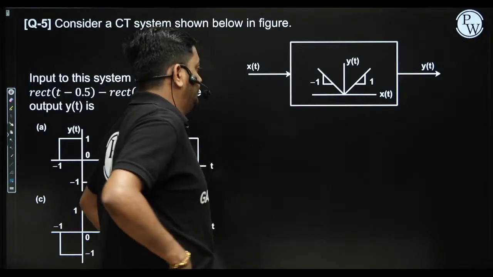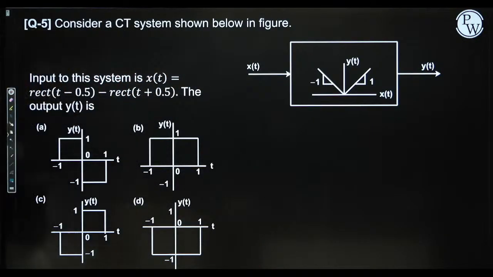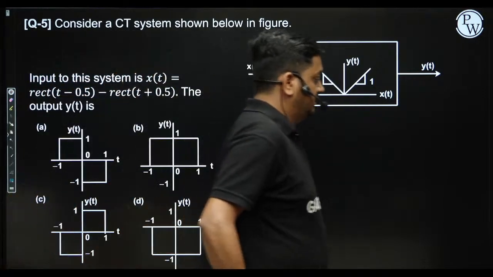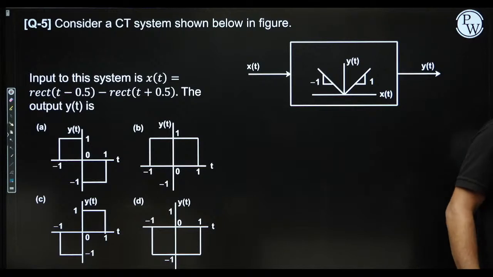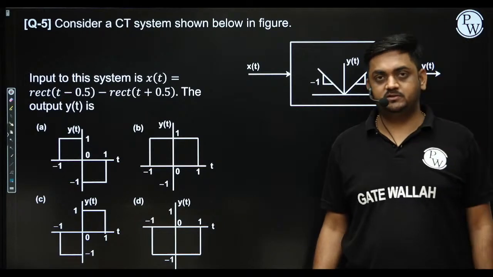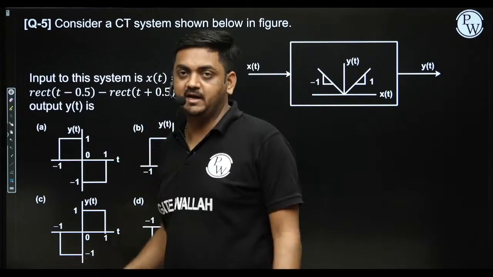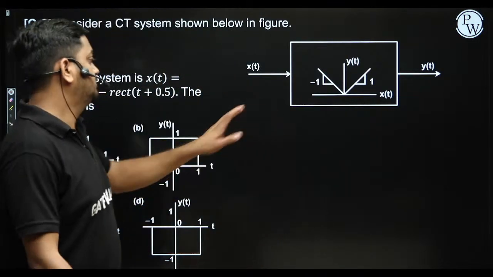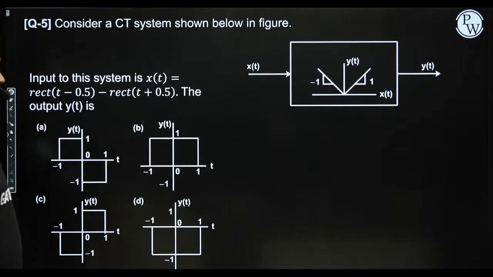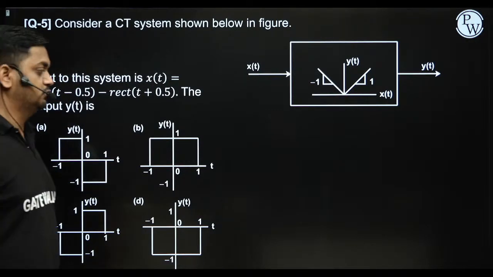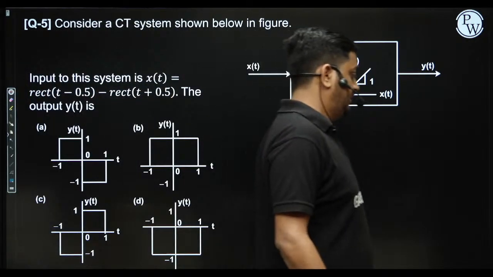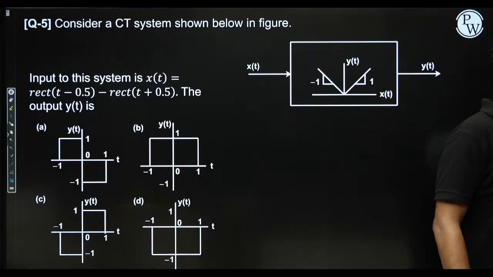Question number 5. This is also a very good question. Now using the option elimination method, you can get the right answer within 10 seconds. You do not require solving the complete question, just observing all 4 options and using simple concepts, you can get the correct answer. Direct answer you can take by the option elimination method.